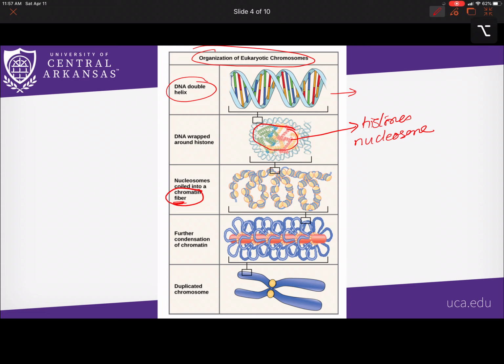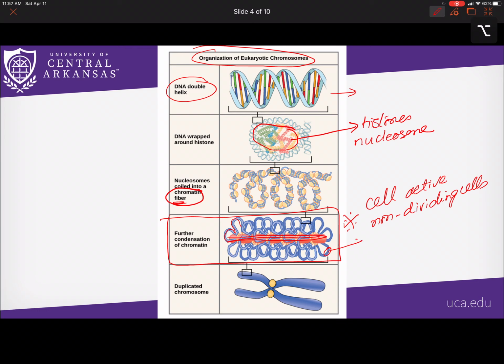The fiber further condenses with a protein in the middle to form a specific structure. Again, I'm going to put an X on this. That means this is the form you will see in cells that are active or non-dividing. So in non-dividing cells, the chromosome is in the form of chromatin, so the DNA is free for replication and transcription.